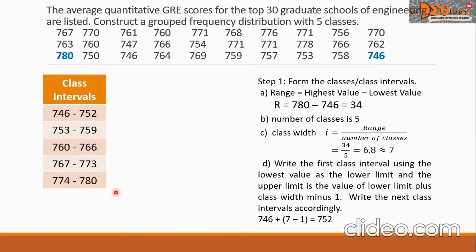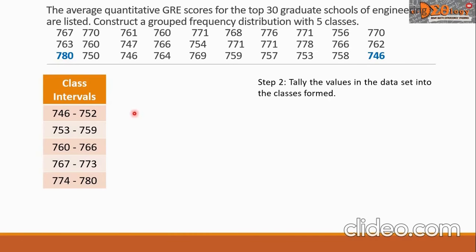So in here, we are able to write all the class intervals. So let us check. There are 1, 2, 3, 4, 5 class intervals as required by our problem. Also, let us check with our lowest value, the 746, that it belongs to the first class interval. Also, the highest value, the 780, belongs to the last class interval. So we are checking here that all the numbers or raw data will find a specific class interval.